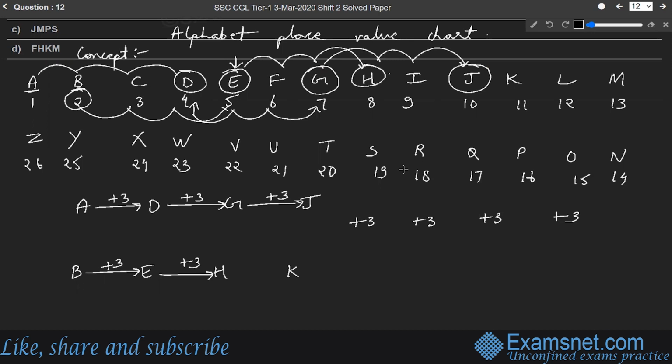Next is H and K. H plus 3 should give K. Where is H? H is present in the 8th position. H plus 3 means 1, 2 and 3. So H plus 3 is again K. So this option also satisfies the concept, that is plus 3 and plus 3. So both these options are same.